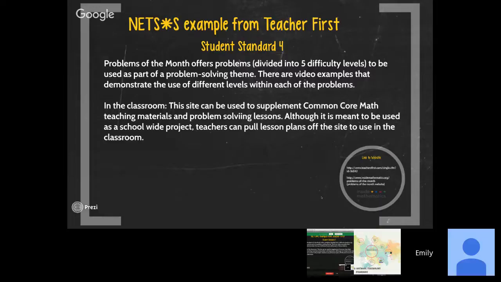For this one, my example was Problems of the Month, which is a website that offers problems divided into 5 difficulty levels to be used as a part of a problem-solving theme. There are video examples that demonstrate the use of different levels within each of the problems. In the classroom, this site can be used to supplement Common Core math teaching materials and problem-solving lessons. Although it is meant to be used as a school-wide project, teachers can still pull lesson plans off the site to use in the classroom.